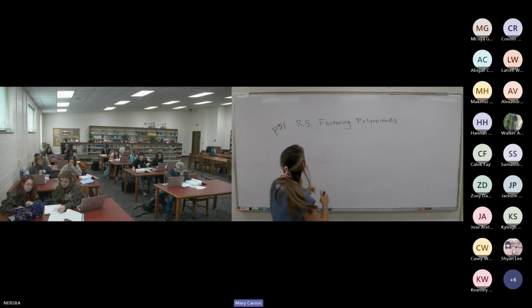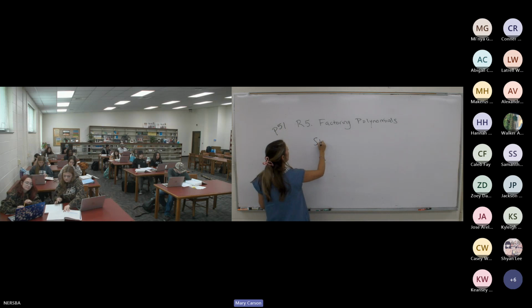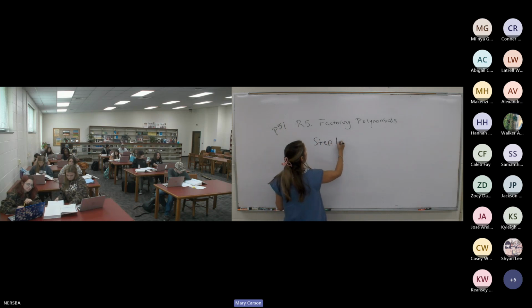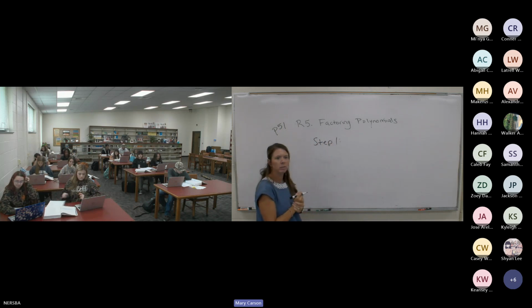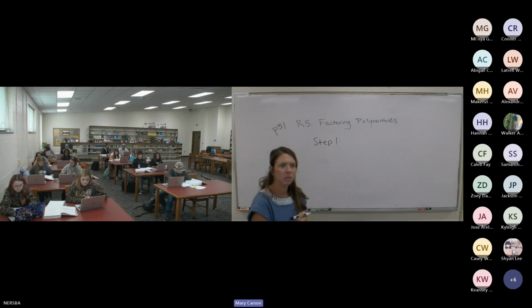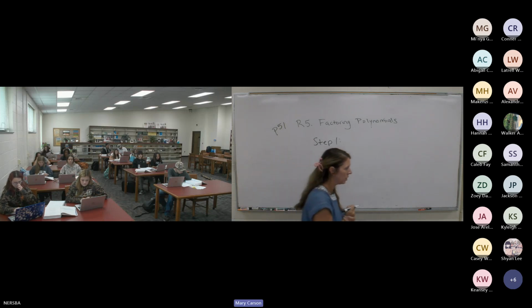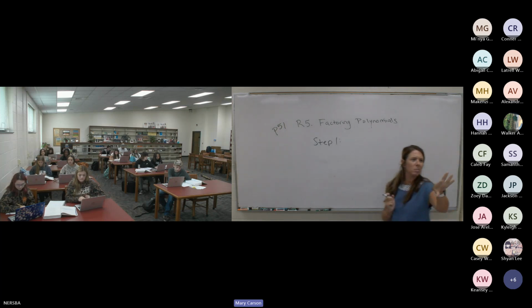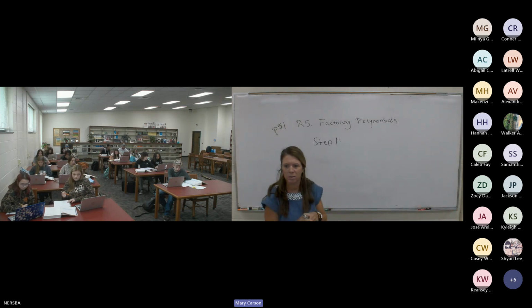All right, can anybody remember what our first step in factoring is? Anybody remember what the first step is? Can you guys see it okay? How is that looking on the screen here? Zooming in, okay. It's pretty good. It looks smaller up there when I'm looking at it.